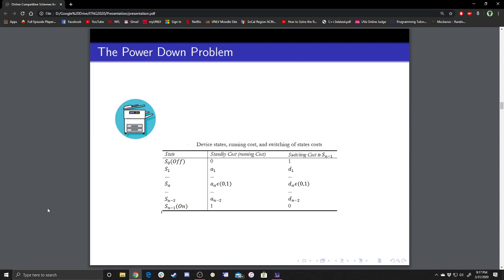So in the power down problem, we have several states, and requests come in, and the machine has to be on in order to handle the request. Then we have to find a way to schedule the system to minimize power consumption.